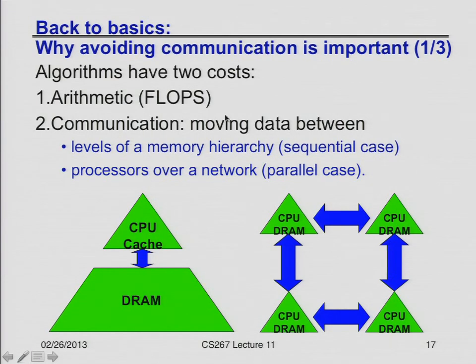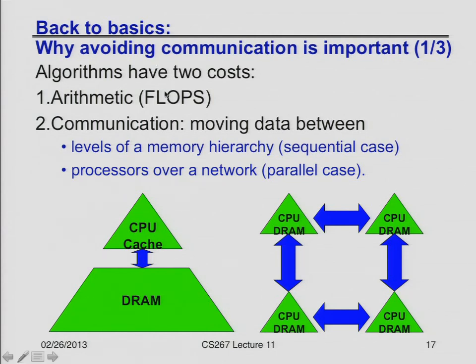So let me go back to the basics and remind you why avoiding communication, which means moving data, is an important thing to do. When we think about designing an algorithm, there are going to be two costs. One is the arithmetic, the floating point stuff. And the other one is moving data. And I mean two things by that. I could mean either moving data in a memory hierarchy, so between the DRAM and the cache, or between L1 cache and L2 cache, and then also between processors over a network. So here I have a 4-processor machine communicating over a network.